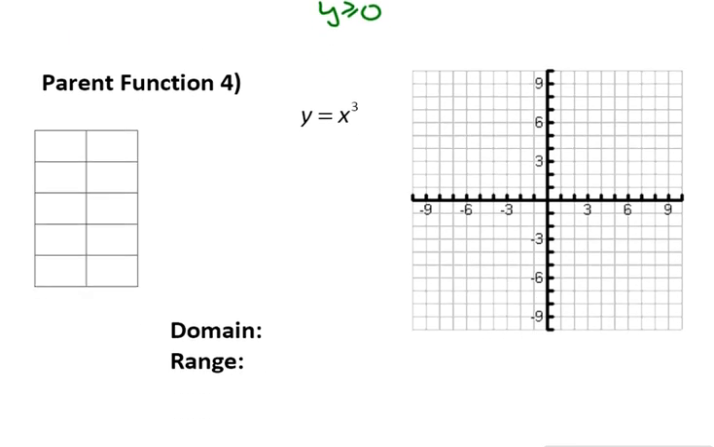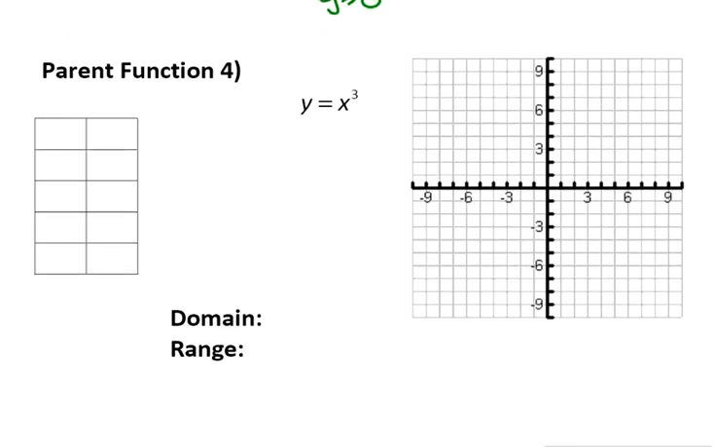Our last parent function, y equals x to the third power. Let's take a look at its ordered pairs that go along with it. So again, for the x, we're going to do 0, 1, 2, negative 1, negative 2. Our y is going to be equal to x to the third power. So 0 times 0 times 0 is 0. 1 times 1 times 1 is 1. 2 times 2 is 4 times 2 is 8. Negative 1 times negative 1 is positive 1, and positive 1 times negative 1 is negative 1. And negative 2 times negative 2 times negative 2 is negative 8.